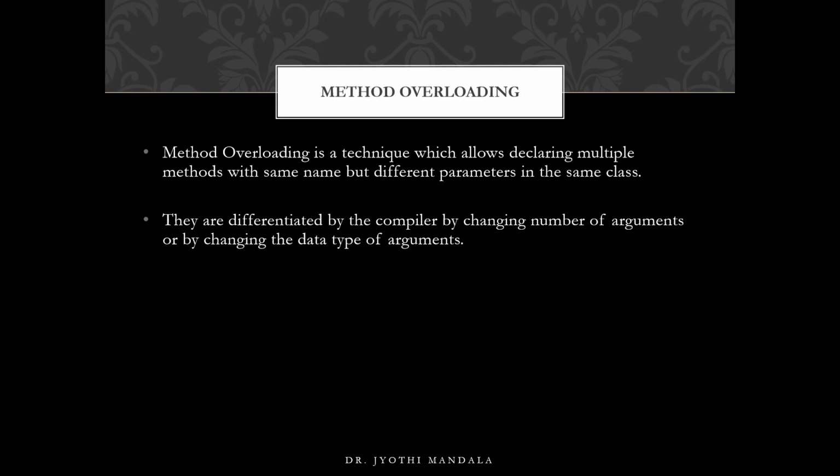Now how will the compiler differentiate? The compiler can differentiate by observing the number of arguments, that means a change in the number of arguments, or a change in the data type of the arguments. You can have two methods with the same name, provided that one method has two arguments and the other has three arguments. Or we can have both methods with the same number of arguments, provided that the arguments are of different data types. We are going to learn with examples also.